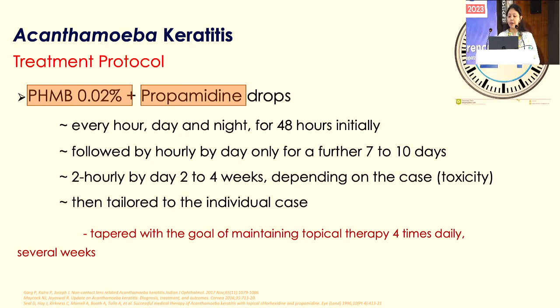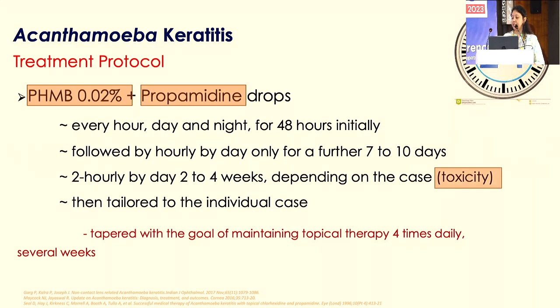However, there is some newer research to suggest that PHMB 0.08% monotherapy is as effective as a combination of PHMB 0.02% with propamidine 0.1%. Early intensive treatment is thought to be more effective as cysts have not yet had the opportunity to mature fully. So medications are initially given on an hourly basis, both day and night, for the first 48 hours, then reduced to only hourly during the daytime for a period of days to weeks. As the infection subsides, the frequency may be reduced to 4 times a day, a regimen which is maintained for 6 months to a year.